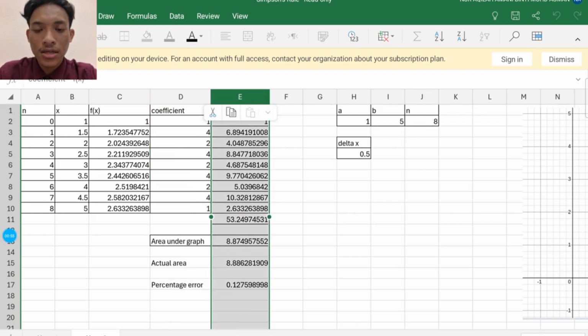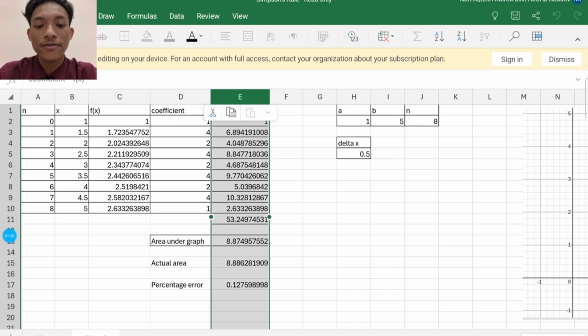With the total value, we got 8.874957552. The actual area value that we got from Desmos is 8.862811909. For percentage error, we compare between the actual value and the expected value. Thus, we got 0.127598998%. This shows that 8 subintervals is more precise than 4 subintervals.